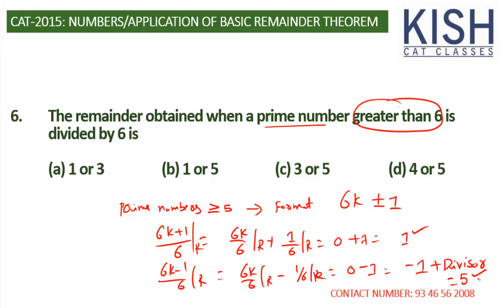So the remainder should be 1 or 5. It depends on the number format. So always remember, any prime number excluding the first two prime numbers is of the format 6k plus 1 or 6k minus 1.